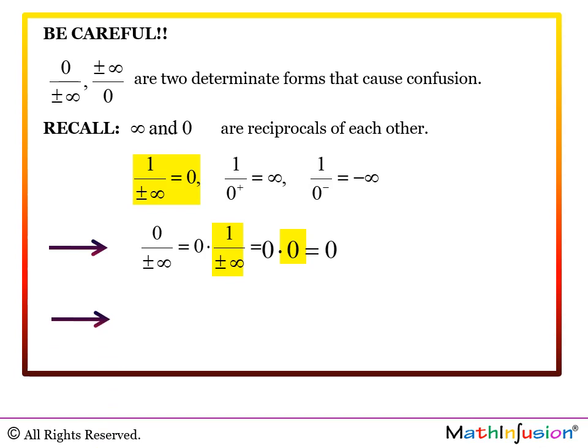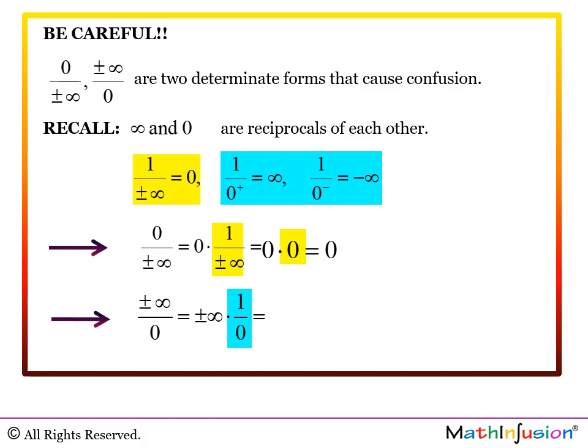Now let's see what the other one is. I just have to rewrite it as plus minus infinity times 1 over 0. Instead of a quotient, you just write it as a product. Now I see that 1 over 0 is plus or minus infinity. And I have a product of plus minus infinity times plus minus infinity, and this is infinite, plus or minus, depending on the signs.